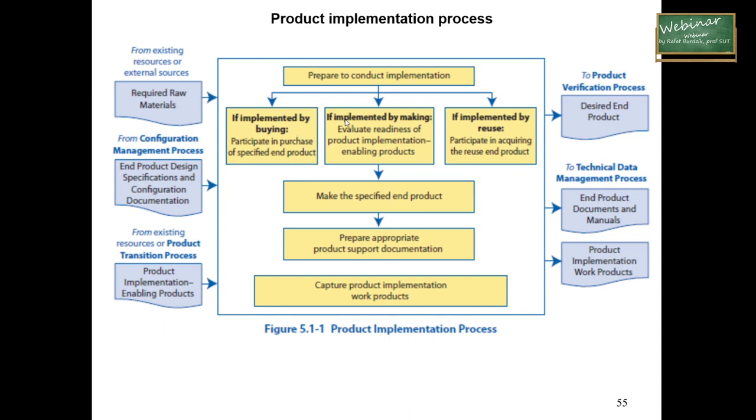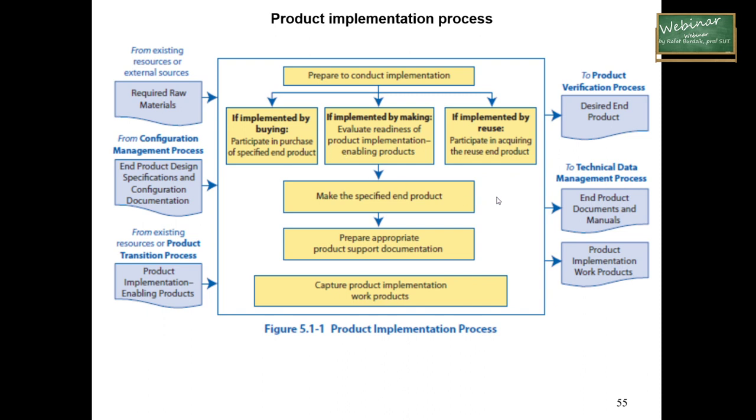The second is: is it implemented by making? If the answer is yes, we have to evaluate the readiness of products and the implementation enabling product. And the third possibility is: is it implemented by reuse? If yes, we participate in acquiring the reuse end product. So these are different strategies which should be considered when we are talking about product implementation.